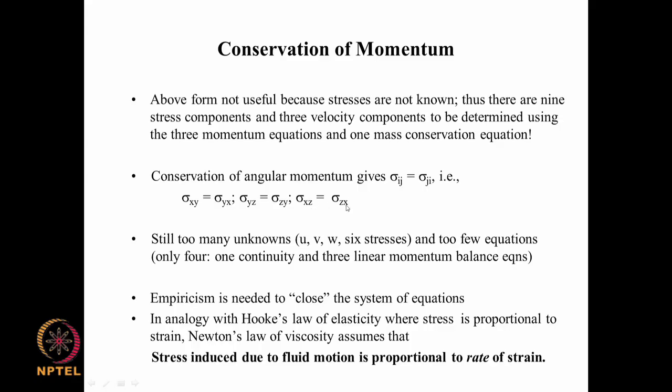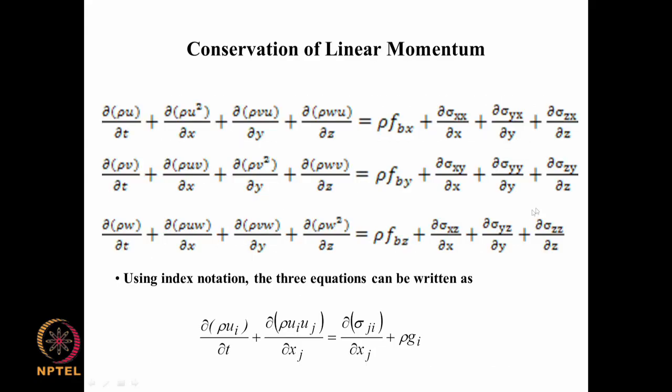This is useful because instead of the 9 components that you have here, there are only 6 independent components, because if you know sigma yx, then sigma xy is known. So, you can substitute here, you can eliminate sigma xy and just keep sigma yx here. So, you have 6 components here.